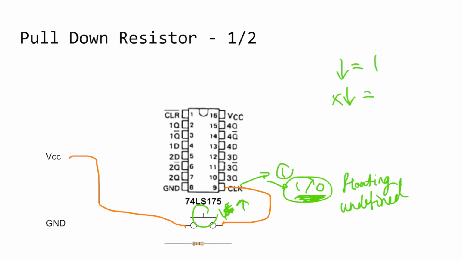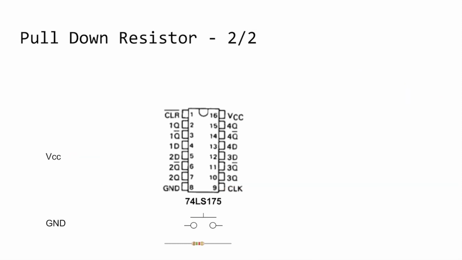When it's not pushed down, it can be 1 or 0. So this is the problem. What we want is when it's not pushed down, we want it to be a 0. Okay? So this is how we are going to fix it.